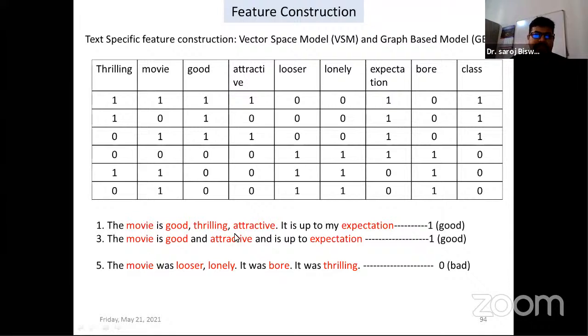Similarly, for the negative one, here we can give the words which are available in the reviews. So here you can see the fifth review. Movie is there, right? Yes, 1. Loser is there, right? So loser 1. Lonely is there, right? For lonely, this is again 1. Thrilling is there, yes, for thrilling it is 1, right? But the class level is what? The class level is negative. That's why it is given as 0.